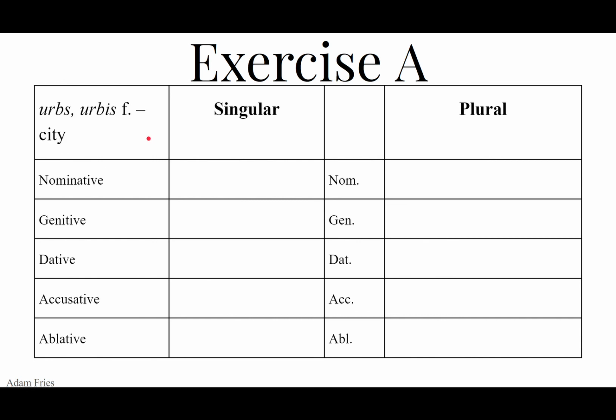And urbs, urbis, feminine, a city. The nominative is urbs, the genitive is urbis. Chop off the is to get the stem urb, which you can write in the rest of the blanks.